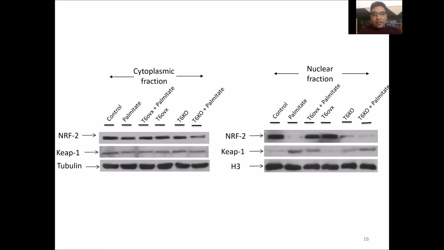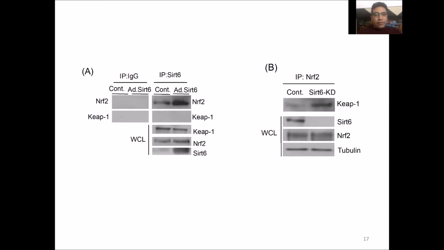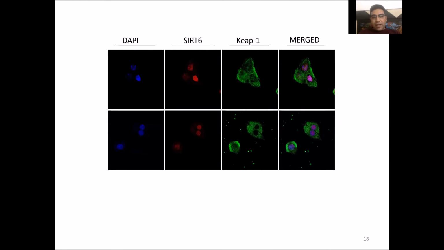Here we have seen the NRF2 mRNA levels and KEAP1 mRNA levels, and there is no change in the NRF2 levels. Here we looked at the changes in the fractions. There is no change in the cytoplasmic fraction. But in the nuclear fraction, NRF2 levels are very much reduced with palmitic acid, while there is much more expression in the SIRT6 overexpression.